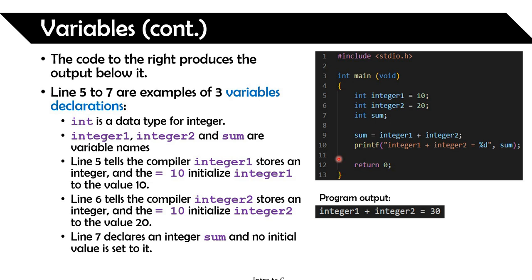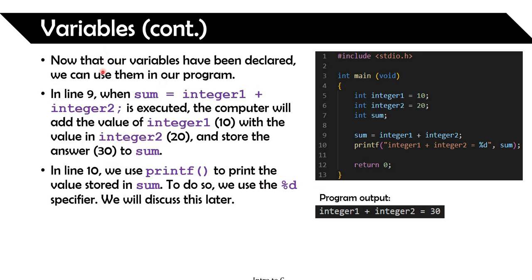So now if you actually try to run this program, let's see. After you have declared your variables, you can now use your variables in your programming code. So what we do, we come up with a simple formula or equation, which is sum equals to integer 1 plus integer 2. So this is a statement.